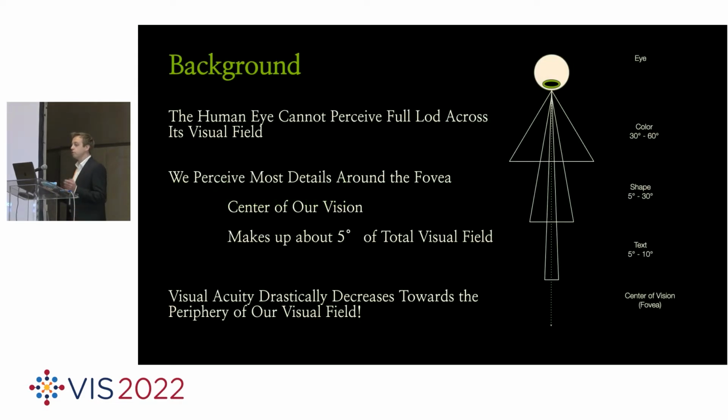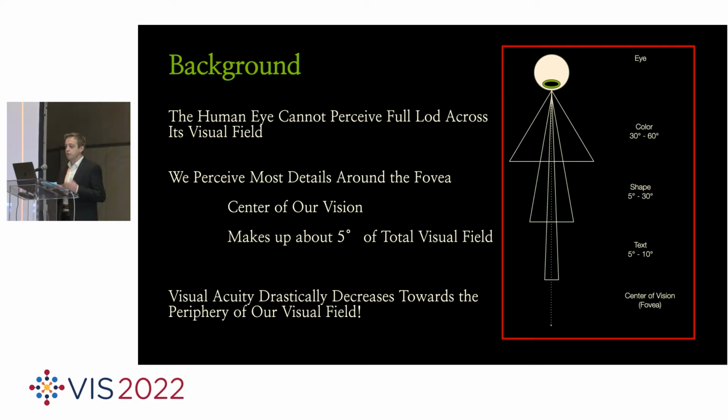First, I want us to think about our visual system. It's been well studied that only a small part, in fact, only about 5 degrees of our total visual field, is able to resolve high levels of detail. We call this part of the field the fovea. The peripheral areas of our vision are generally much worse at resolving such high levels of detail. To illustrate this, we show what this roughly means on the right here.